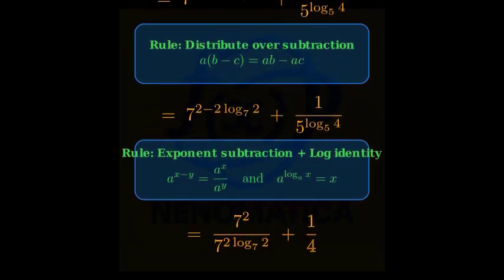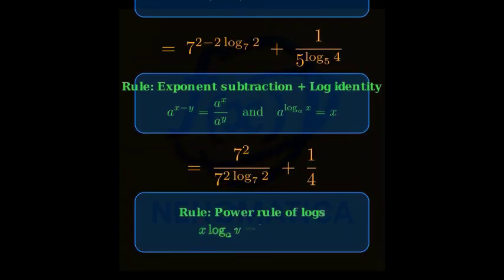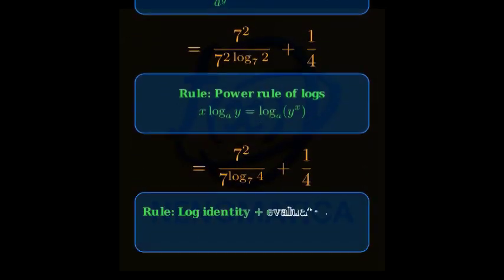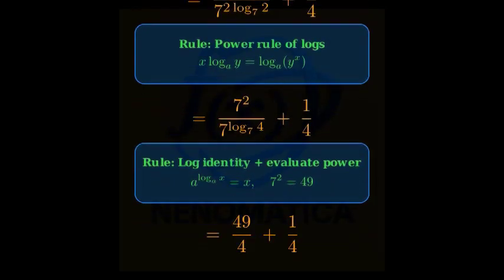Step 4. Use the power rule of logarithms to turn 2 log base 7 of 2 into log base 7 of 2 squared, which is log base 7 of 4. Show the rule box. Then write the line. Step 5. Evaluate 7 squared as 49 and simplify 7 to the log base 7 of 4 to just 4. We recall the identity. Now show the numeric fraction.